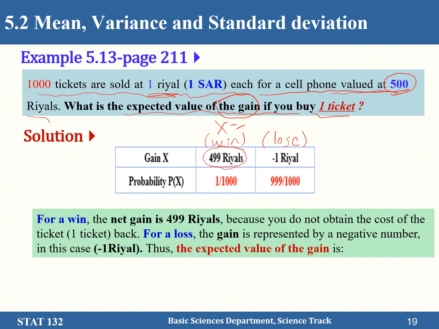So what's the probability that we can win? It's 1 over 1,000. There are 1,000 tickets, and ours is only one ticket. And with 999 over 1,000 probability, we will lose.